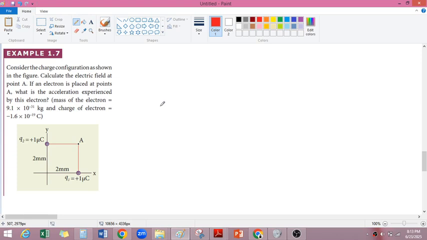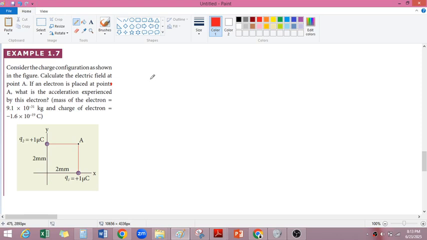Consider the charge configuration as shown in the figure. Calculate the electric field at point A. If an electron is placed at point A, what is the acceleration experienced by this electron? It will be only point A. Mass of electron is given, charge of electron is given. What is the acceleration experienced?